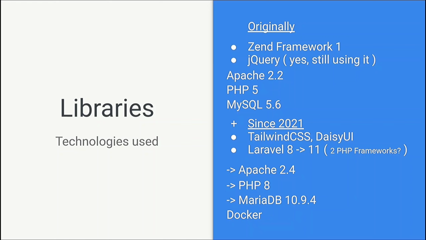You can see that in 2010 there was Zend Framework 1, jQuery, Apache 2.2, PHP 5 and MySQL 5.6. Since 2021 we have Tailwind CSS and Daisy UI. They were introduced in 2021. Laravel 8 was later upgraded to Laravel 11. We have Apache 2.4, PHP 8, and MariaDB 10.9.4, which should be upgraded soon to the latest version. And of course, Docker is something that nobody goes without in today's world.